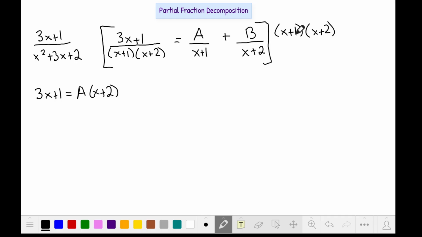Next, we're going to multiply another term on the right side, the b divided by x plus 2, by the x plus 1 times x plus 2. I see that b is being divided by x plus 2, multiplied by x plus 2, so those two cancel out. And we're going to be left with b times x plus 1. Now, we've got ourselves an equation, and we can try and solve it and figure out what a and b have to be so that this expression right here is true.